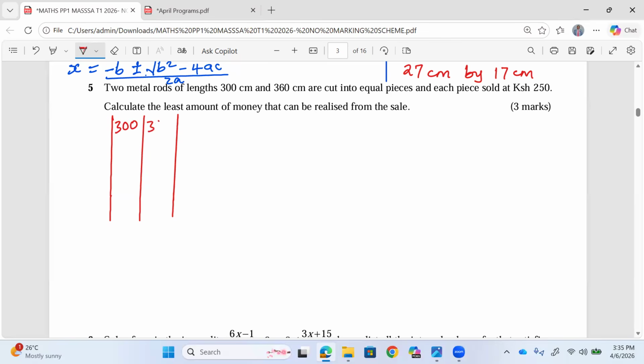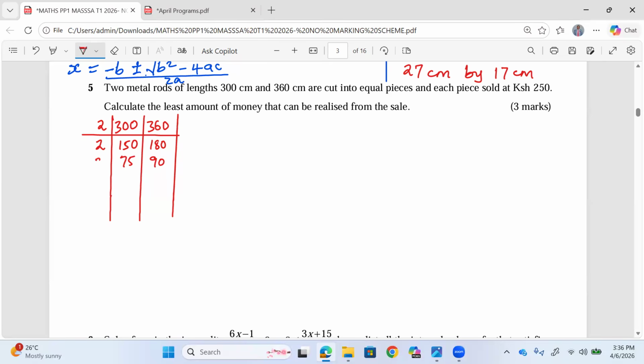We're also having 360 here. So the first common divisor of the two numbers is 2. We usually start with the least. That gives us 150 here, then 180 on the other side. We can see they are still divisible by 2, and we get 75 and 90. Because 75 is not even, 2 cannot continue dividing them.